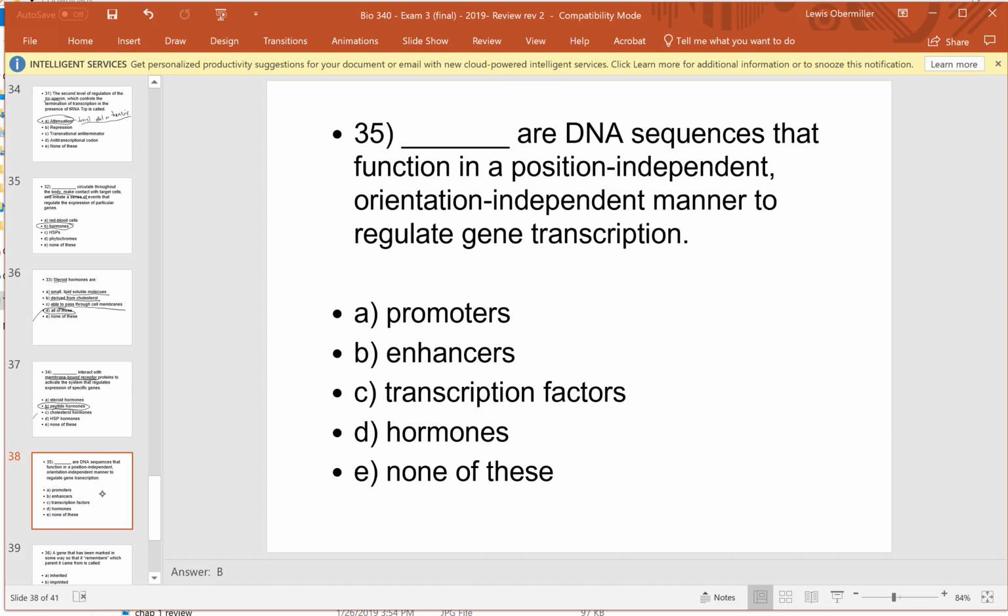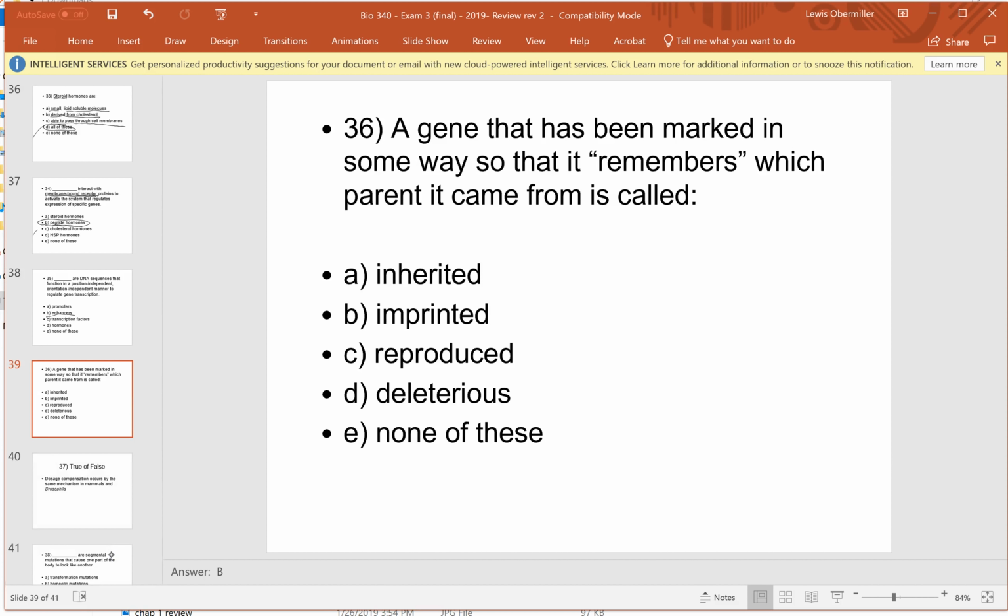DNA sequence function position independent rate. No, you guys should know that. Those are enhancers. A gene is marked in some way that it remembers which parent it came from: that is imprinted. We just did a whole bunch of problems on that.